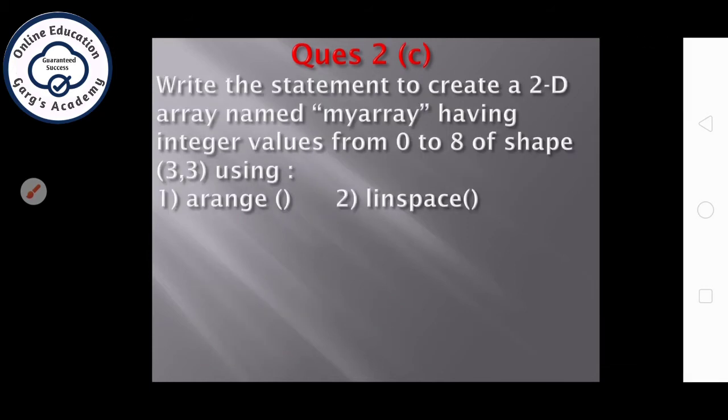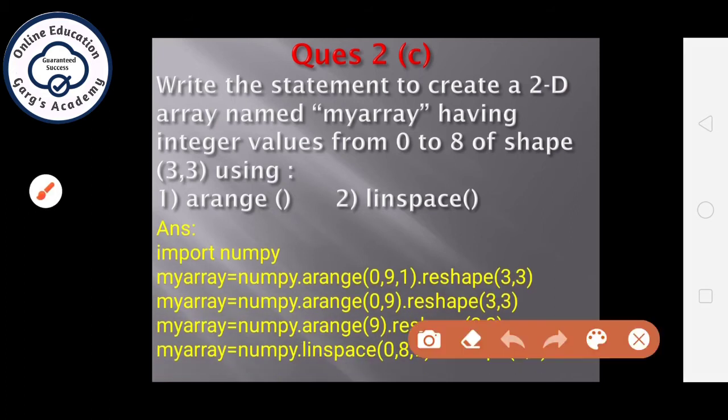Next question, write the statement to create a 2D array named myArray having integer values from 0 to 8 of shape 3, 3 using arange function and using linspace function. Students, here we can use arange function in 3 possible ways. How? Let's see. First of all, we can write arange 0, 9, 1, means starting from 0 it have to go till 9, but 9th element will not be included, and in steps of 1. So it will create the values from 0 to 8.